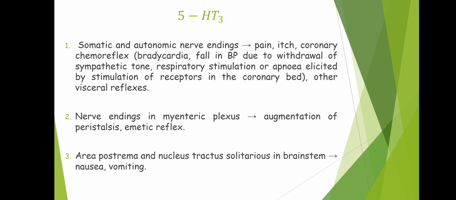Next, the area postrema and nucleus tractus solitarius in the brainstem will lead to nausea and vomiting. A little bit we'll check out regarding this third thing. In the brainstem, more appropriately you can say in the medulla oblongata. So suppose this is a section, a cut piece of your medulla oblongata. On the medulla oblongata we have got vomiting centers.